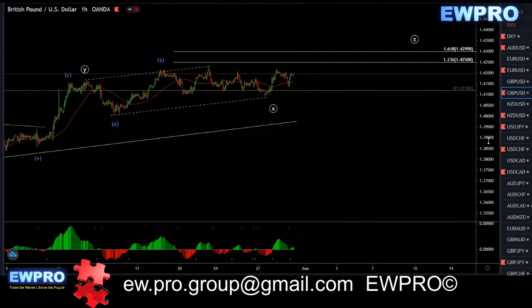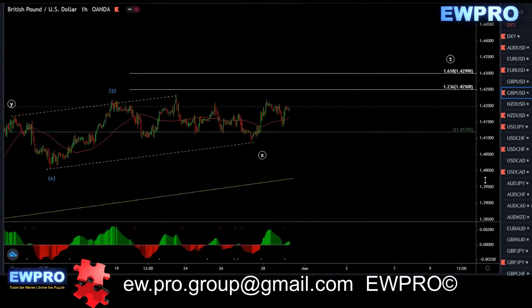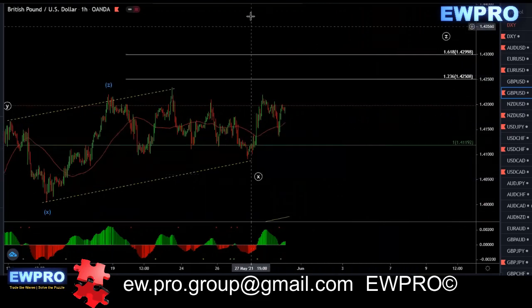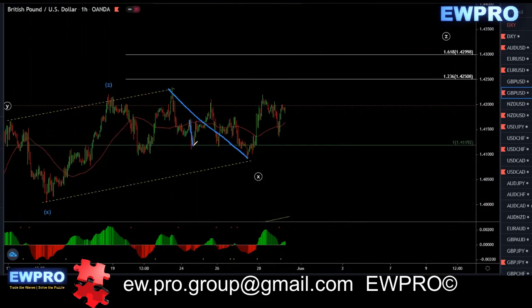If you get down here on the H1, it's not the best looking setup. This is meant to be impulsive, and it's not. You can see that it's not. We've got an A, B, C in here, it's so choppy. This should be impulsive, like this was impulsive. It's not, it's corrective. So you have to be very careful when we don't get impulses where we should be getting impulses.